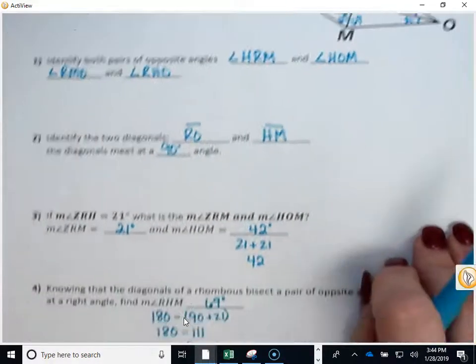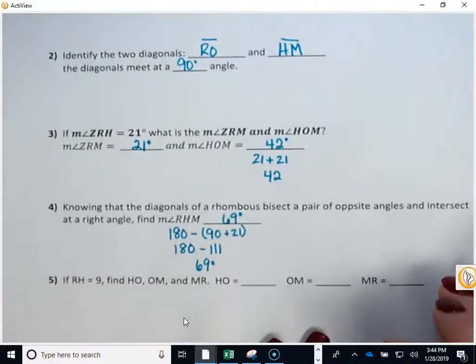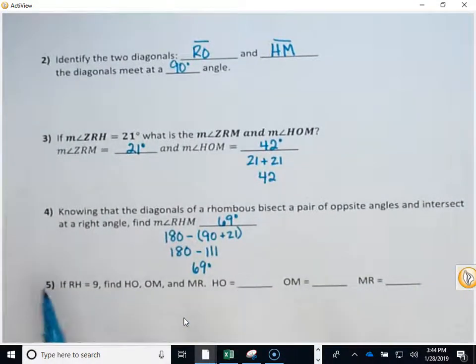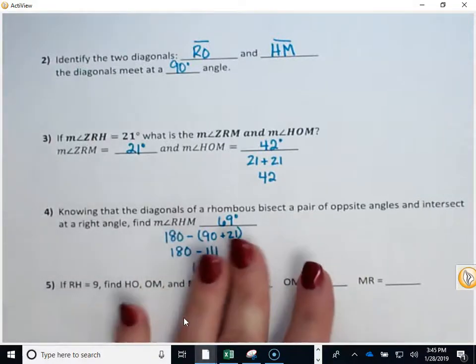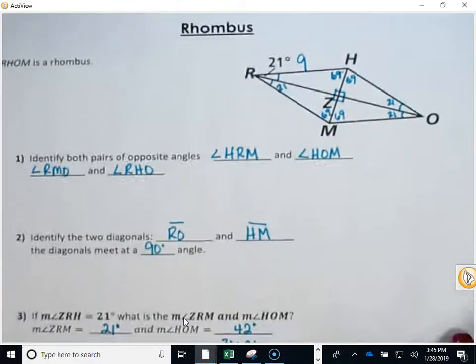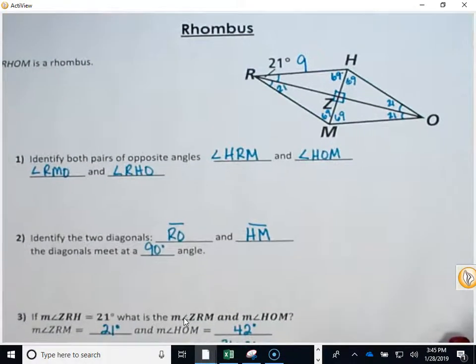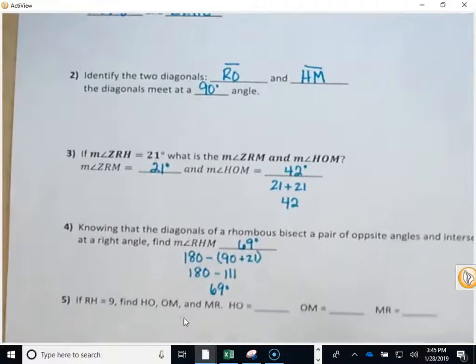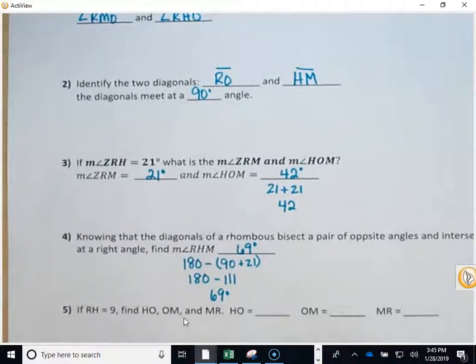So down here they're saying for number 5, if the distance from R to H is 9, so immediately I'm going to label that on my diagram. So if this is 9, find HO, here I'll look at you so you can write down. Find HO, OM, and MR.